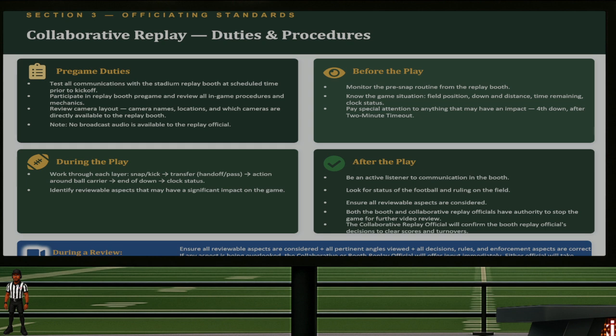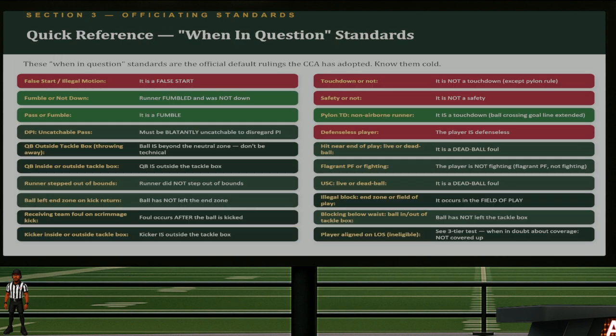During a review, the collaborative and booth replay official will ensure all reviewable aspects of the play are considered, all pertinent angles and replays are viewed, and all decisions, rules, and enforcement aspects are correct. If there is an aspect of the review being overlooked, either official will offer input immediately at that point. And if the process or decision in the booth is incorrect or headed down the wrong path, either official will take decisive action.